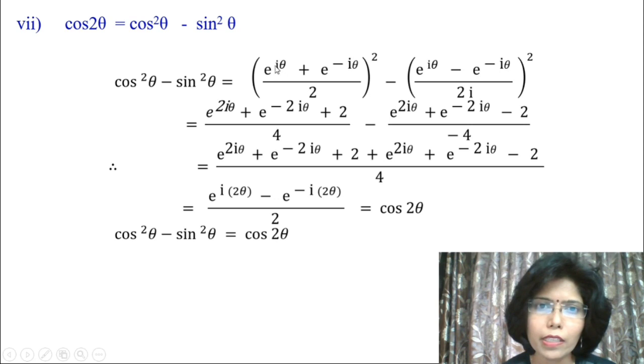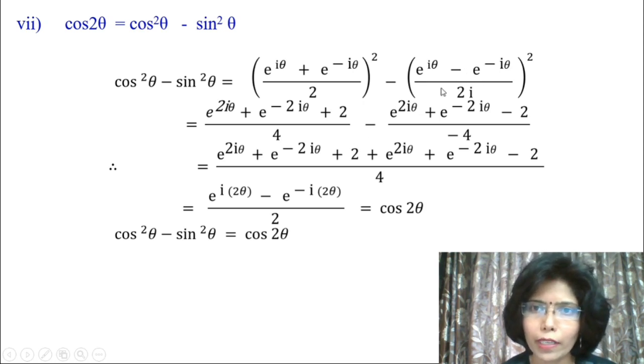we can write it as e raised to I theta square will be e raised to 2I theta. Then square of this term will be e raised to minus 2I theta as it is, and 2 times this, so it will become plus 2, and in the denominator there is 2. After squaring it, we'll get 4. Minus sign as it is.